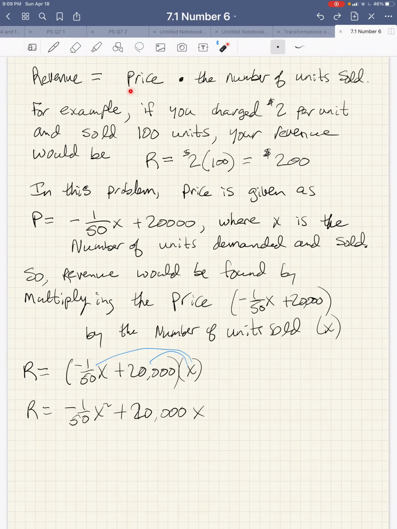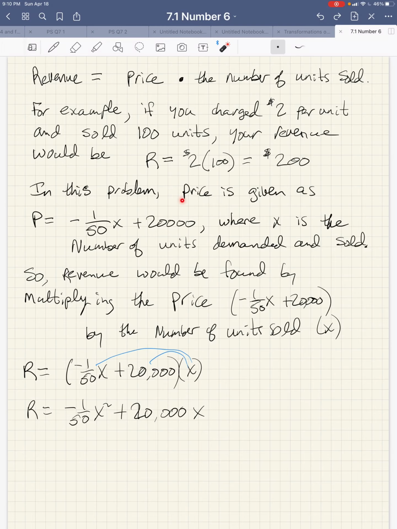Revenue is found by multiplying price by the number of units sold. For example, if you charged $2 per unit and sold 100 units, your revenue would be found by R equals the $2 you charge per unit times the 100 units you sold, for a revenue of $200.